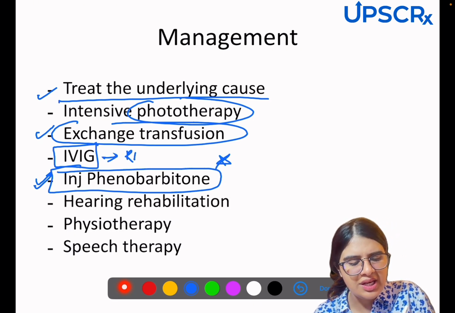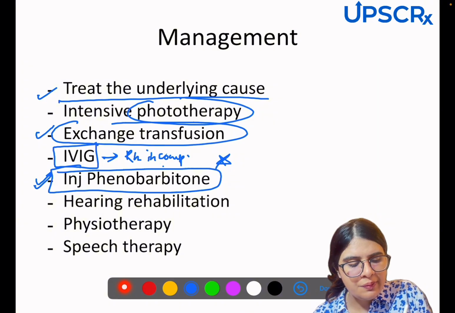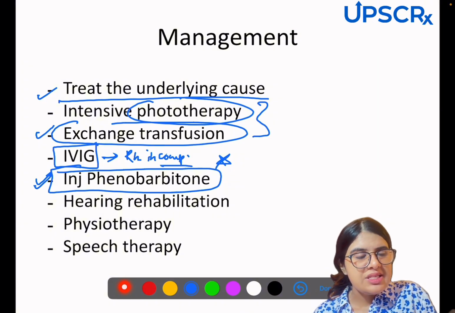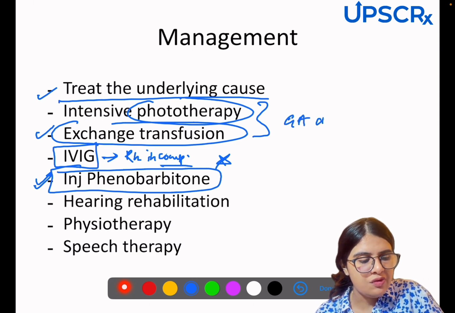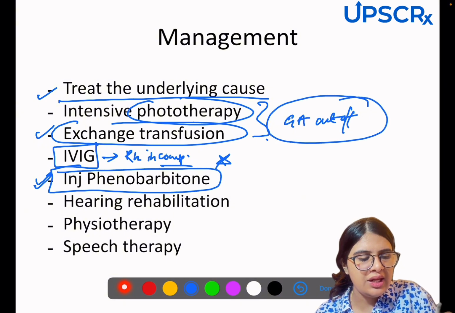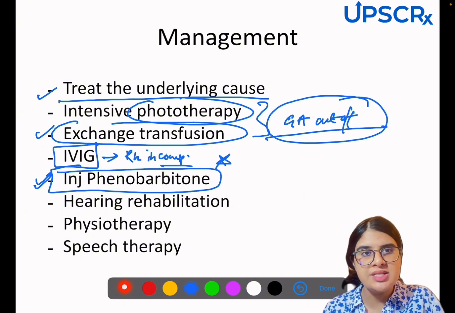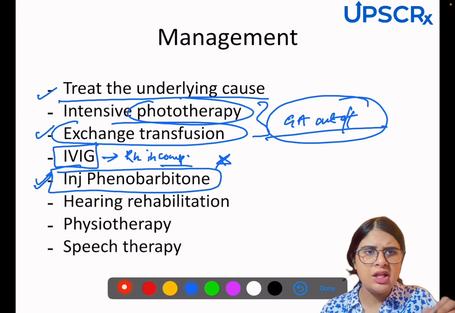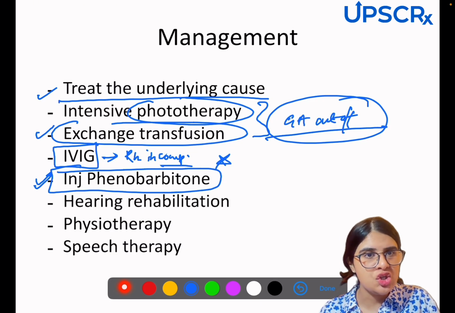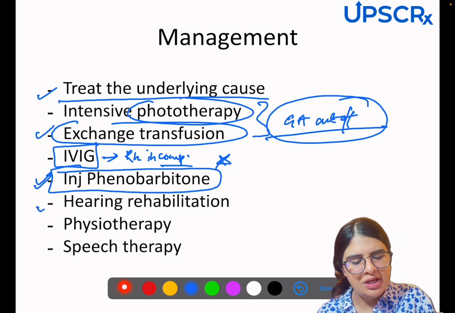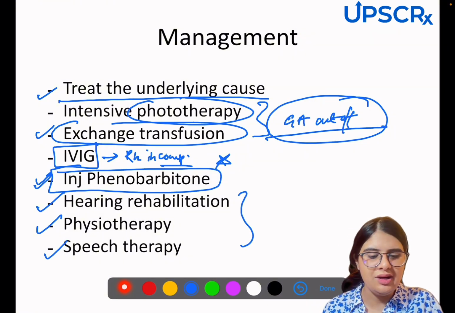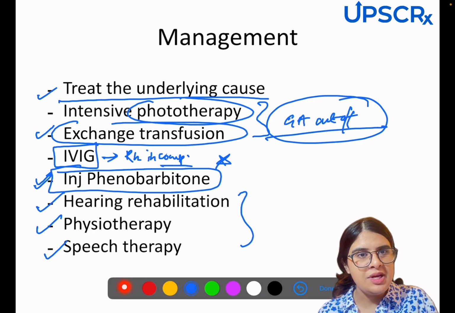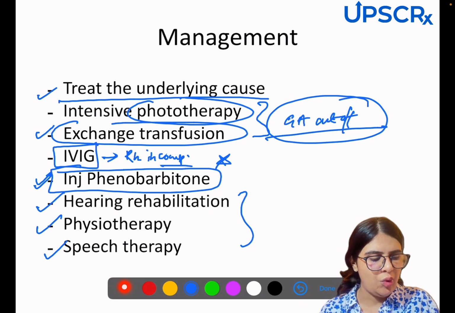IVIG will be given in cases of Rh incompatibility, right? And this you will decide based on Bhutani nomogram, right? This you will decide based on gestational age related cutoffs. कितना cutoff है उसका, जरूरी है कि नहीं देना? So gestational age related cutoffs, which you will see on plotting on graphs, right? And then accordingly you will give phototherapy or exchange transfusion if it is needed. Hearing rehabilitation, physiotherapy, and speech therapy, right? If you write these things, you get extra marks, right? Hearing rehabilitation, physiotherapy, speech therapy, right? This is important.